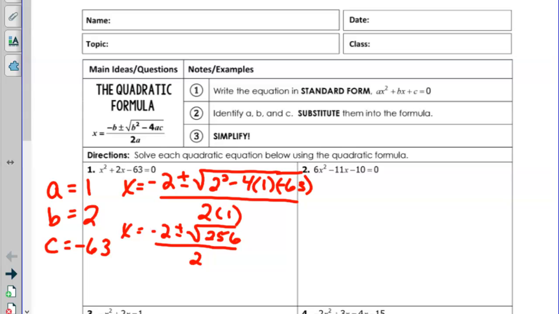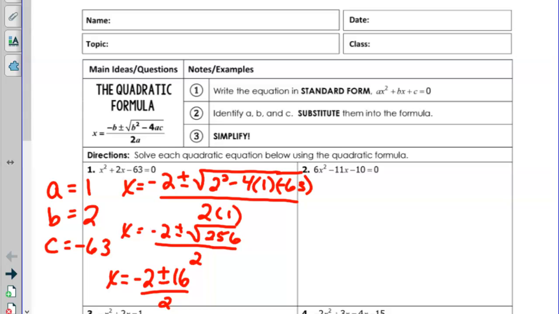Alright, is everybody getting 256 in their calculators? What is the square root of 256? 16. Very good. Now you're going to write negative 2 plus or minus 16 divided by 2.